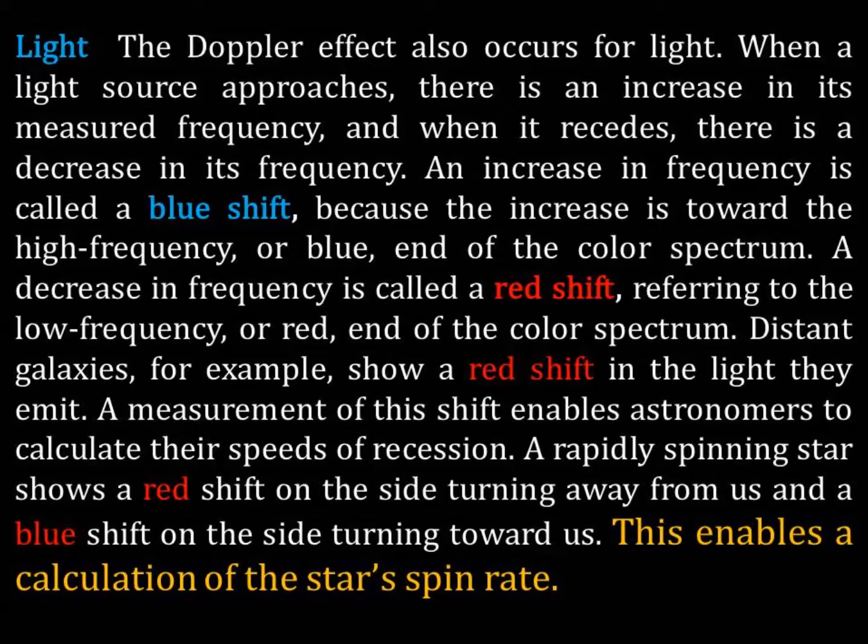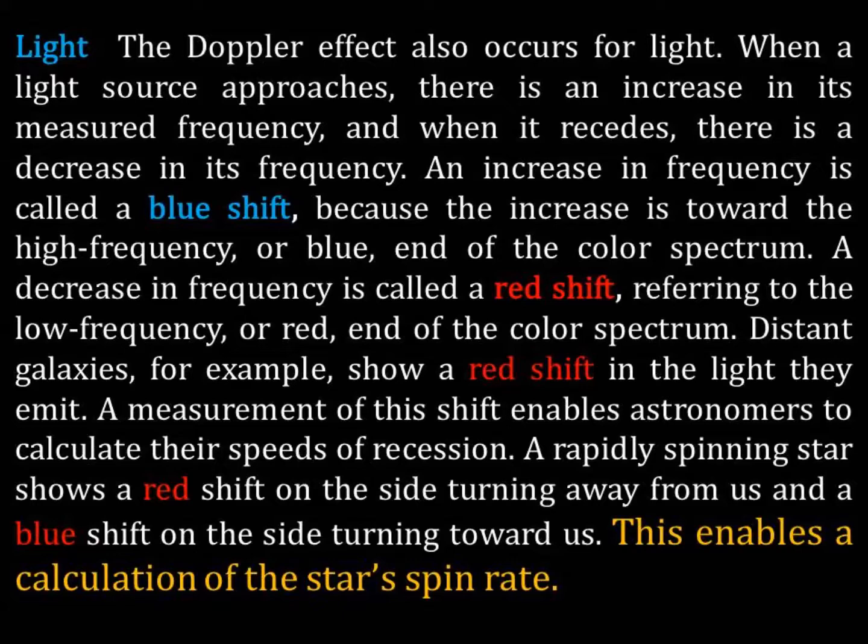So let's read this together, and very important. The next few slides are going to be red slides. So read along with me. The Doppler effect also occurs for light. When a light source approaches, there is an increase in its measured frequency, and when it recedes, there is a decrease in its frequency. An increase in frequency is called a blue shift. Greater frequency, higher energy, blue. Lower energy, red. Because the increase is towards the high frequency or blue end of the color spectrum, a decrease in frequency is called a red shift, referring to the low frequency or red end of the color spectrum.